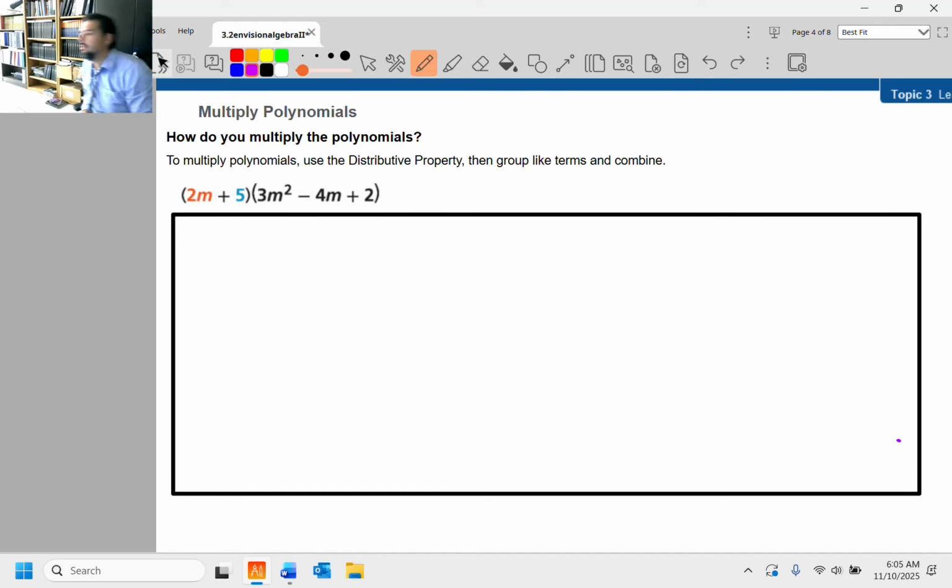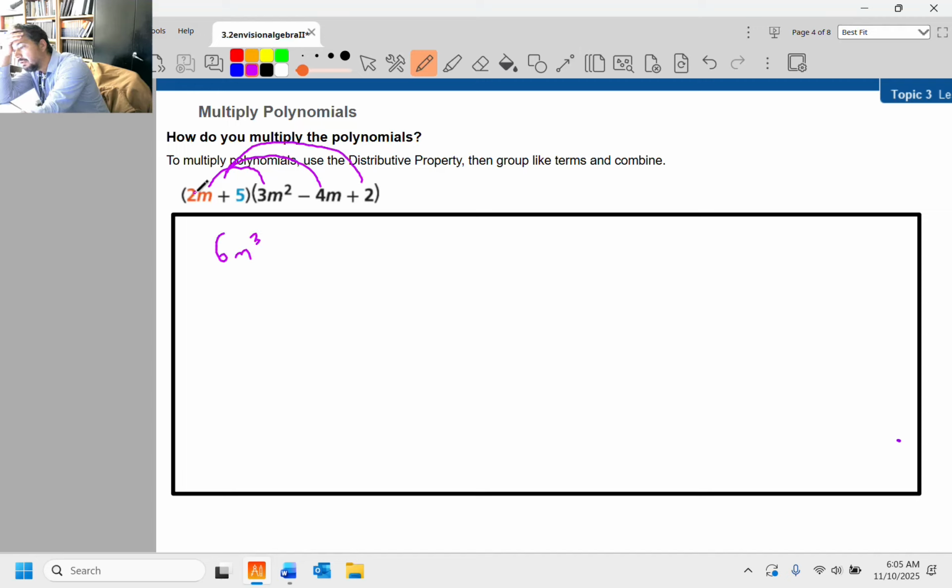All right, so we're going to do this one of two ways. The classic way would be the distributive property, which I have no issues with. The only problem with the distributive property is things tend to be out of order. 2m times 3m squared is 6m cubed. 2m times negative 4m is minus 8m squared. 2m times 2 is plus 4m.